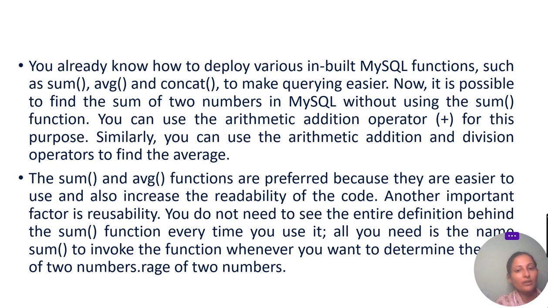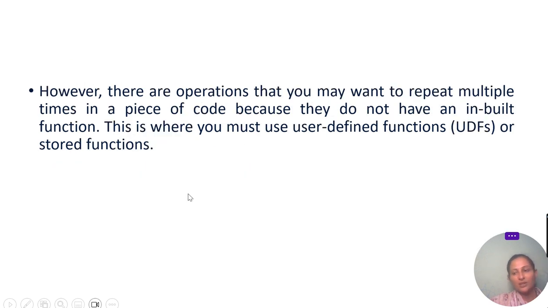Functions like sum and average are preferred because they are easier to use, because every user defined function will be more complicated than an inbuilt function most of the time. These functions also increase the readability of the code. Another important factor is reusability. You don't need to see the entire definition behind sum every time you use it. All you need is the name sum to invoke the function whenever you want to determine the sum of two numbers.